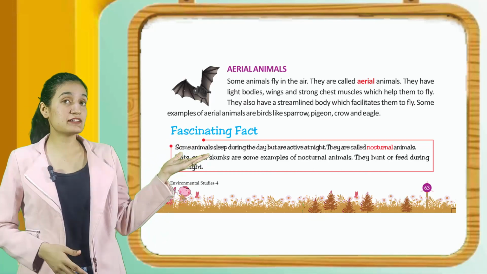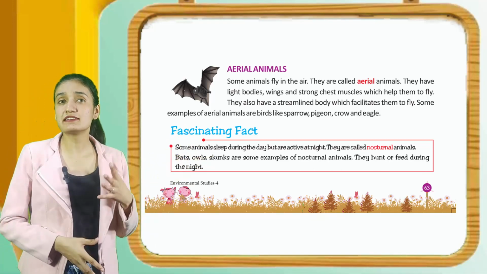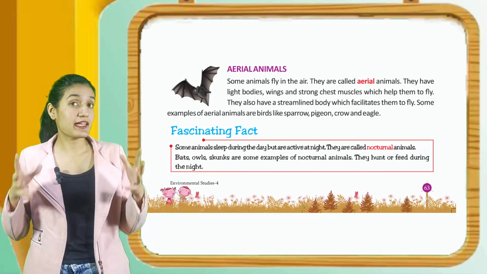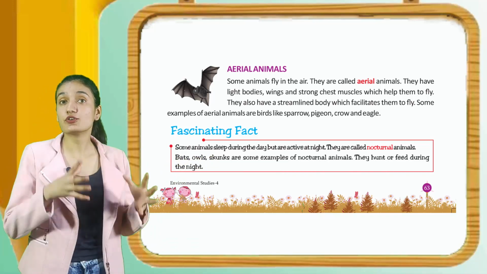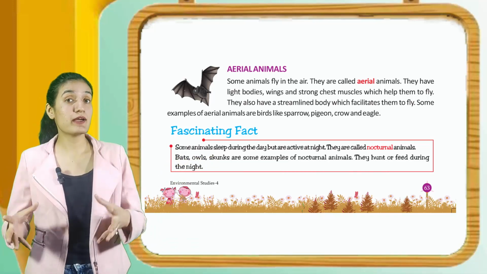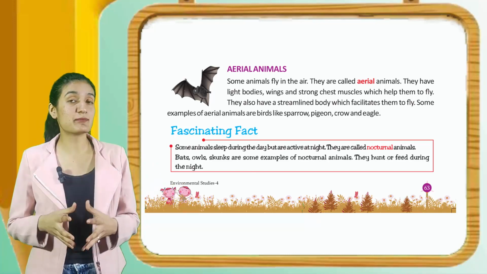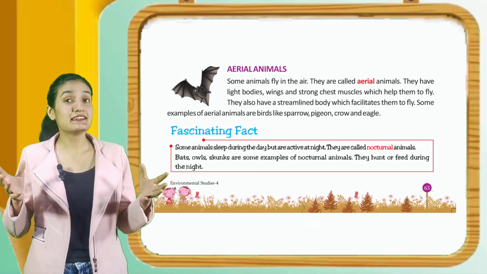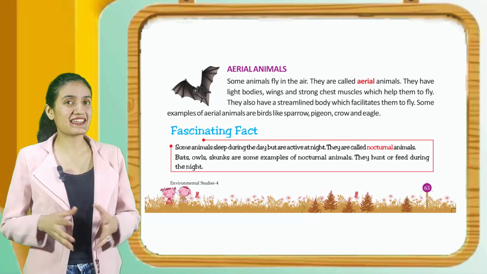Now, let's see the fascinating fact. Some animals sleep during the day but are active at night. They are called nocturnal animals. Bats, owls, skunks are some examples of nocturnal animals. They hunt or feed during the night.